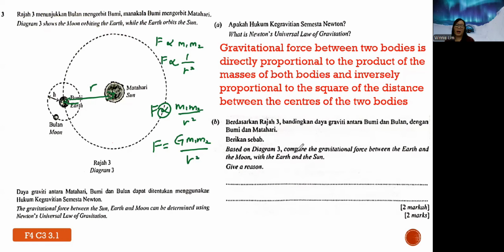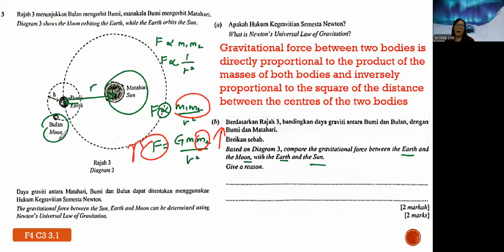They say compare the force between Earth and Moon, and Earth and Sun. The big difference between Moon and Sun is generally what? The mass, right? Which one has the greater mass? The Sun. If the Sun has the greater mass, that means your force will be higher as well compared to the Moon. So firstly, you state the relationship.